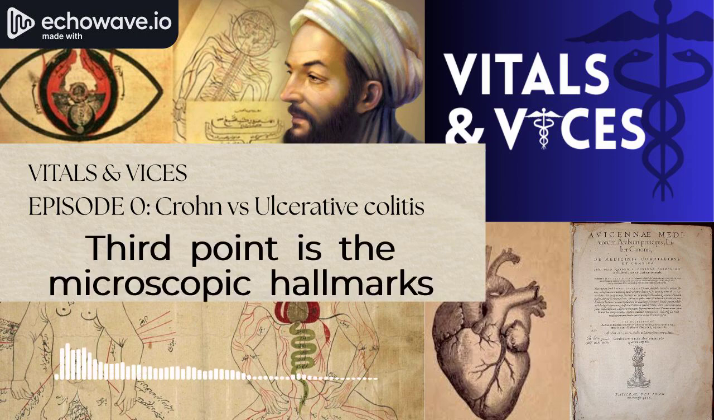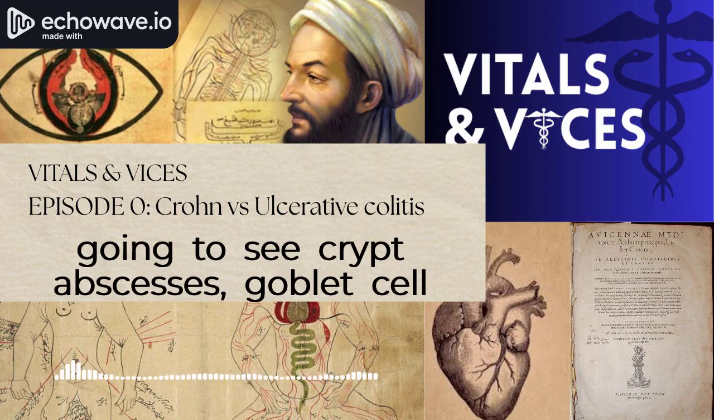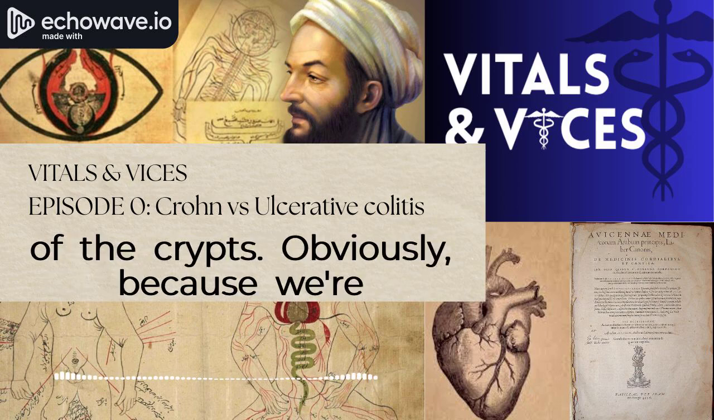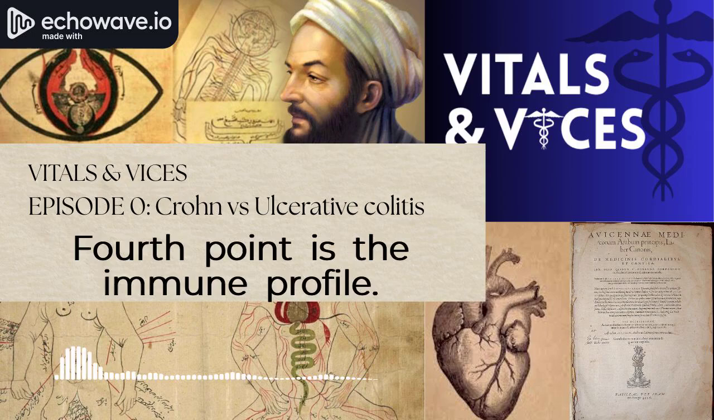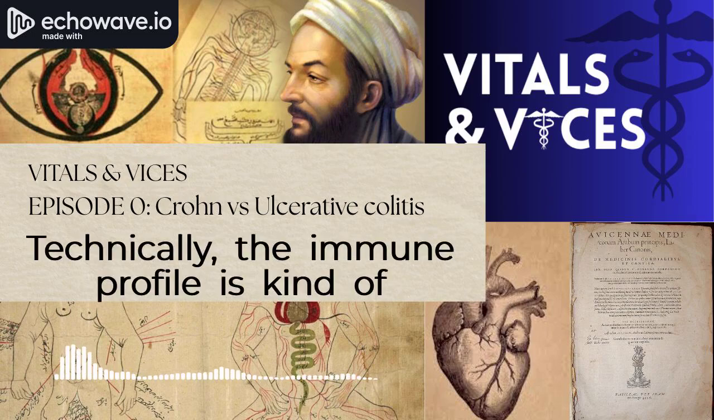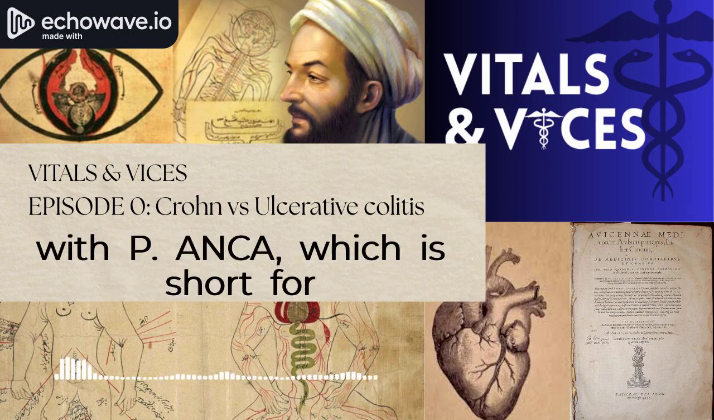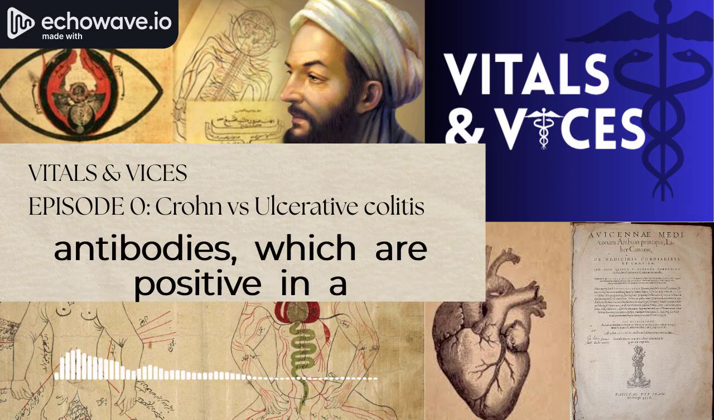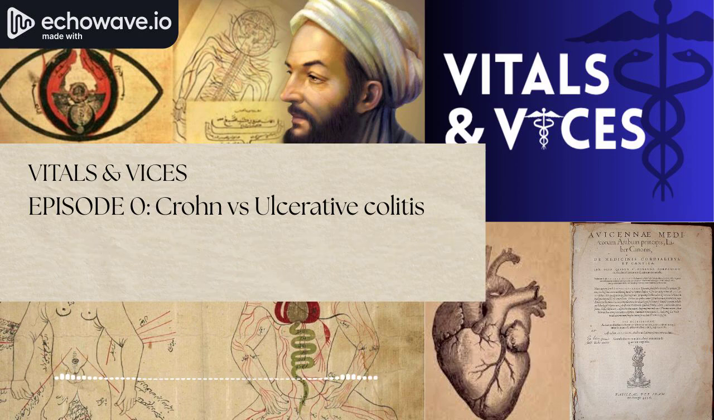Third point is the microscopic hallmarks that we can find in UC. Obviously, we're going to see crypt abscesses, goblet cell depletion, and even architectural distortion of the crypts. Obviously, because we're having inflammation. Fourth point is the immune profile. Technically, the immune profile is kind of complex, but usually we associate UC with P-ANCA, which is short for perinuclear anti-neutrophil cytoplasmic antibodies, which are positive in a significant percentage of patients.